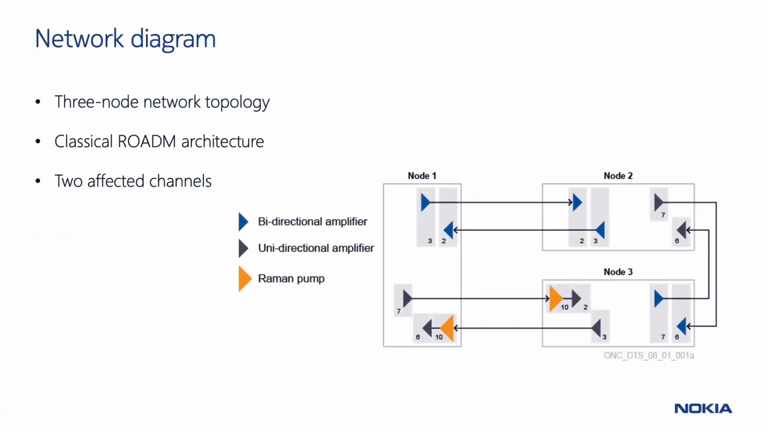This is the network topology where the technical issue has been raised. It's a 3-node network based on classical ROADM nodes. This means that it's based on classical wavelength router cards and not on the CDCF technology. Let us connect to the 3 nodes to analyze them.